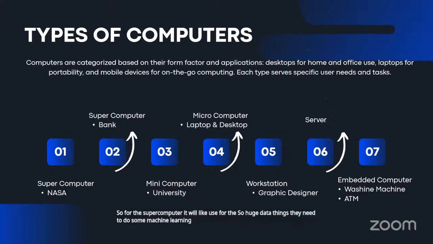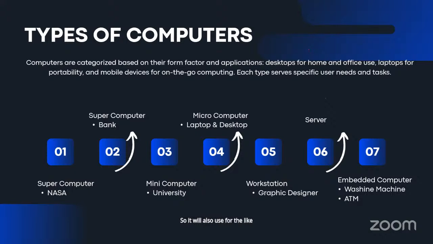After that, they do some high-value data processing, so they use a supercomputer. After that, minicomputers. A minicomputer is used for handling a minimum quantity of data. Usually, for example, it is used for a university.